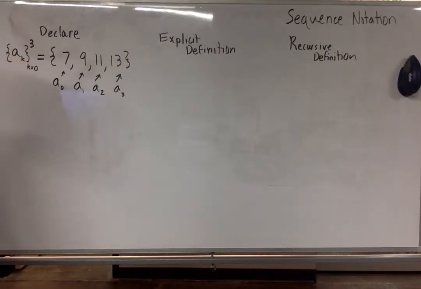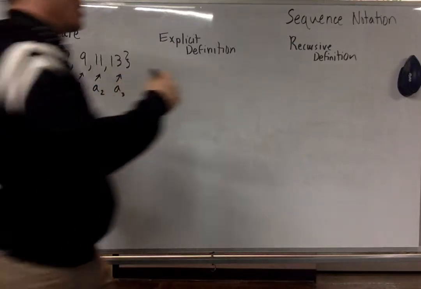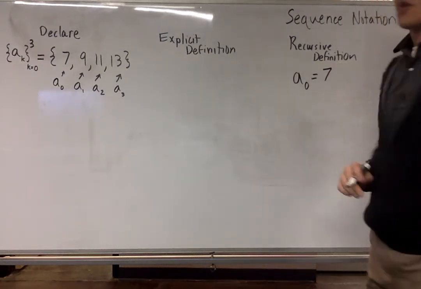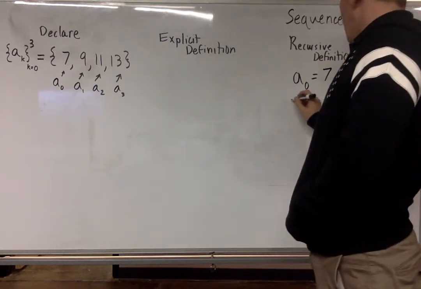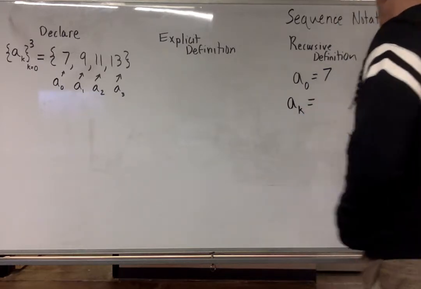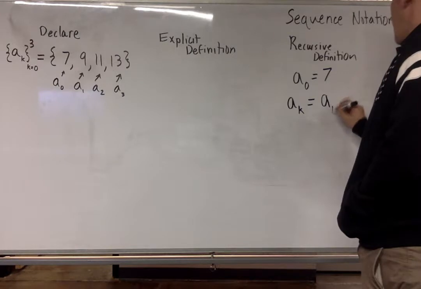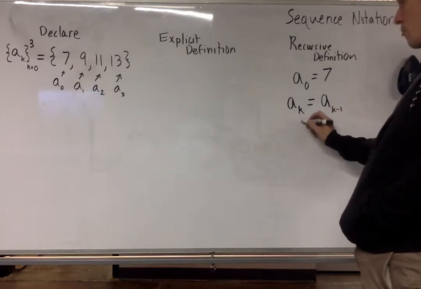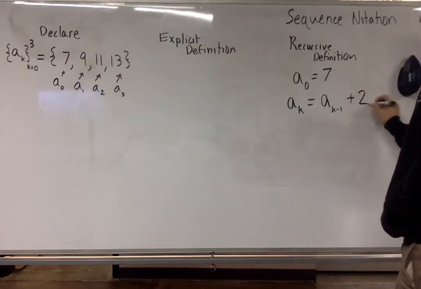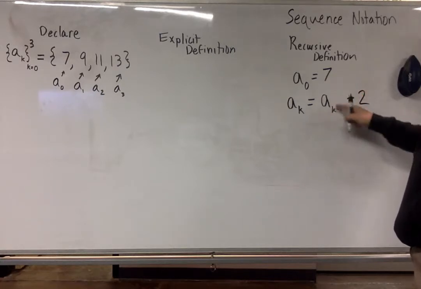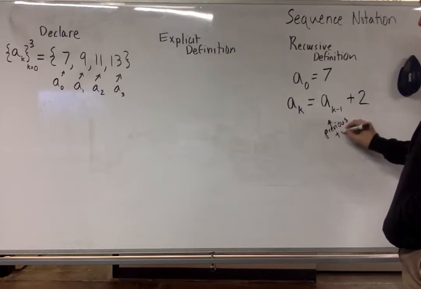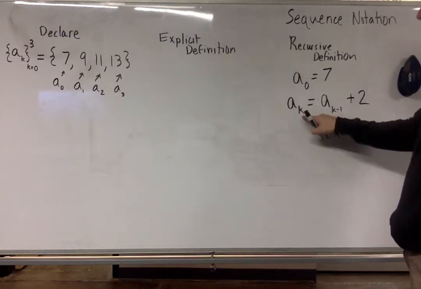So if I want to define this pattern recursively, that means it bends in on itself. So I would say that A sub 0 is equal to 7. So I'm giving my very first term. And then every other term, so A sub any other number, A sub K, is going to be equal to A sub K minus 1. That means the last one. So if I'm trying to find A sub 2, I'll use A sub 1 to get there. And whatever the last term was, I'll just add 2 to it. So this basically means take the last number, the previous term, and add 2 to it to get the term you're looking for.